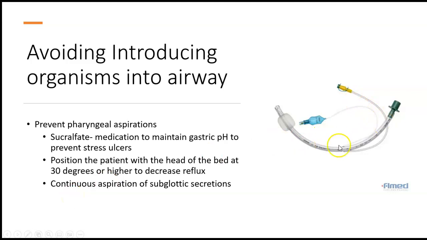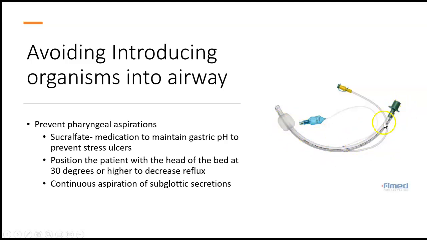these high-low ET tubes for continuous aspiration of those subglottic secretions. So these endotracheal tubes have a special extra line. This is a pilot balloon that we use to inflate the cuff, but this line here actually has the ability to suction right here above the endotracheal tube cuff. So if you think about this airway being in the patient's trachea, this cuff is inflated.